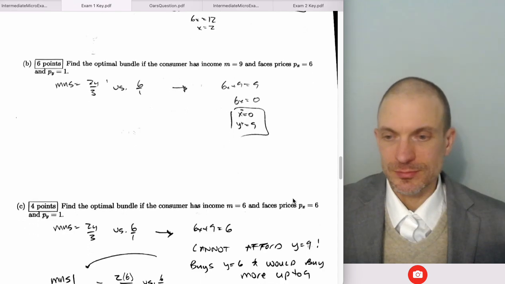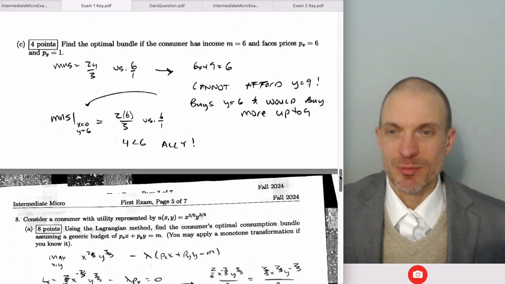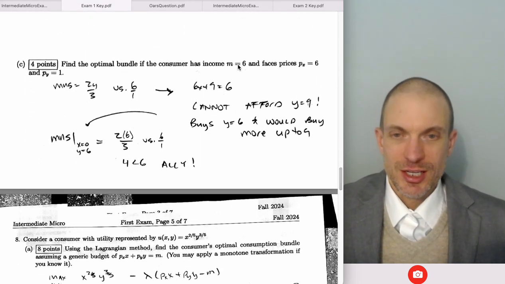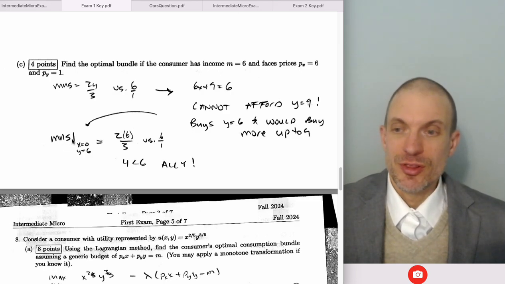All right, so now find the optimal bundle if the consumer has income of 6 and faces those same prices. Now what do I do? Well, the problem is I can't afford y equals 9. So what I'm going to do is buy as much y as I can. And then if you compare the marginal rate of substitution at that bundle versus the price ratio, we're still at our corner solution, our all y solution.